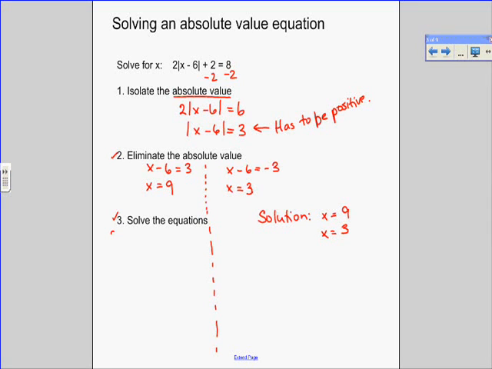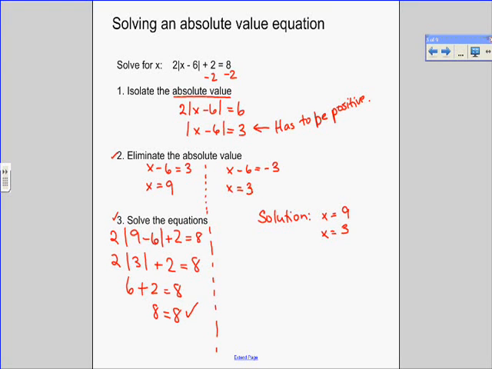So I have 2 times the absolute value of 9 minus 6 plus 2 equals 8. If I've done everything correctly, I should have 2 things that are equal to each other. So let's check. 2 times the absolute value of 3 plus 2 equals 8. So this absolute value of 3 just becomes 3. 2 times 3 gives me 6 plus 2 equals 8. So that works out.